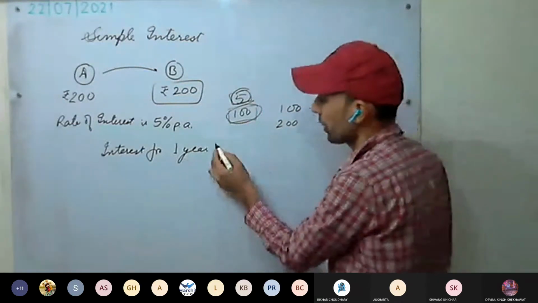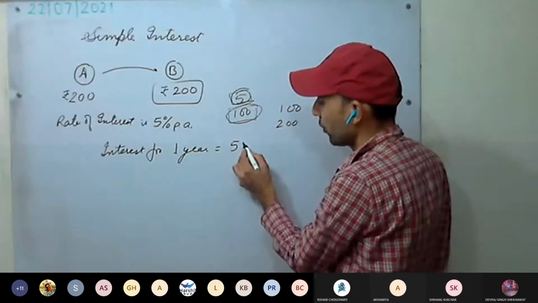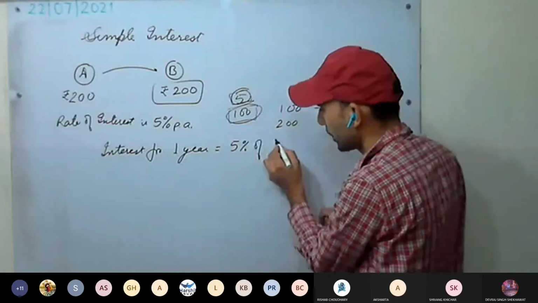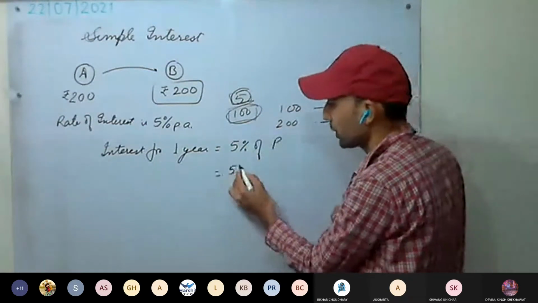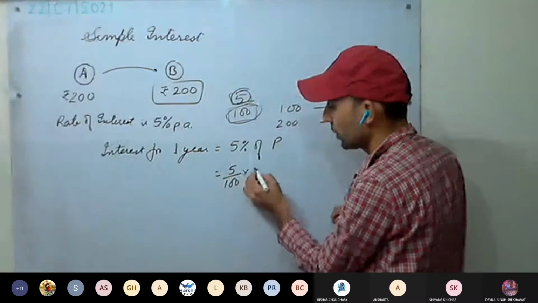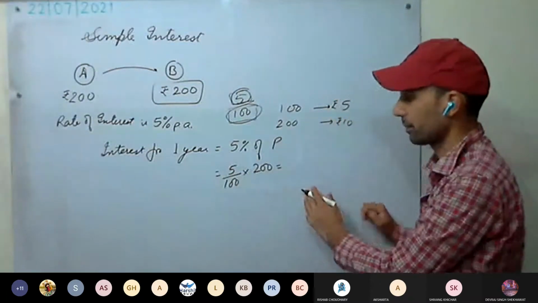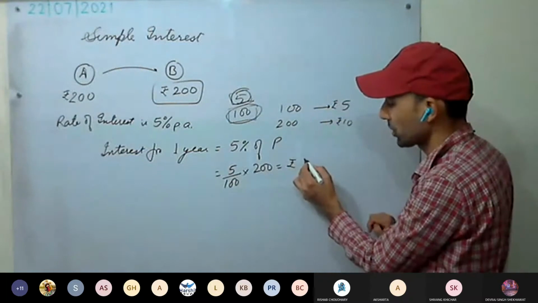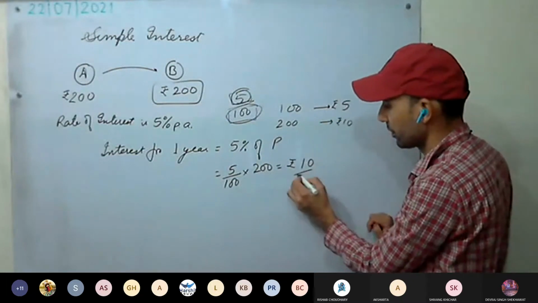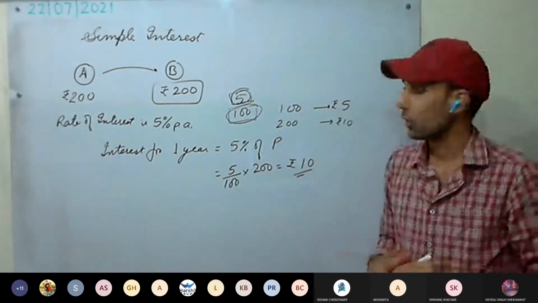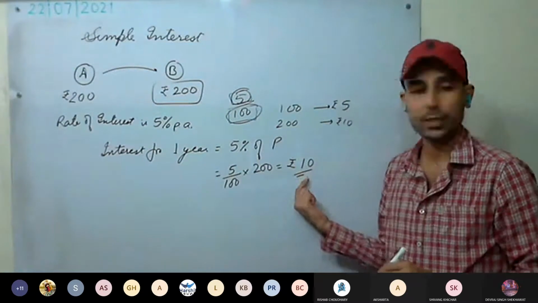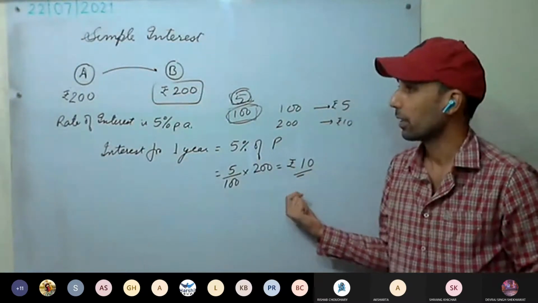So how do we calculate the interest for 1 year? It is 5% of the principal. 5% of the principal is 5 by 100 into 200, which is 10 rupees. So the interest for 1 year is 10 rupees. Have you understood?